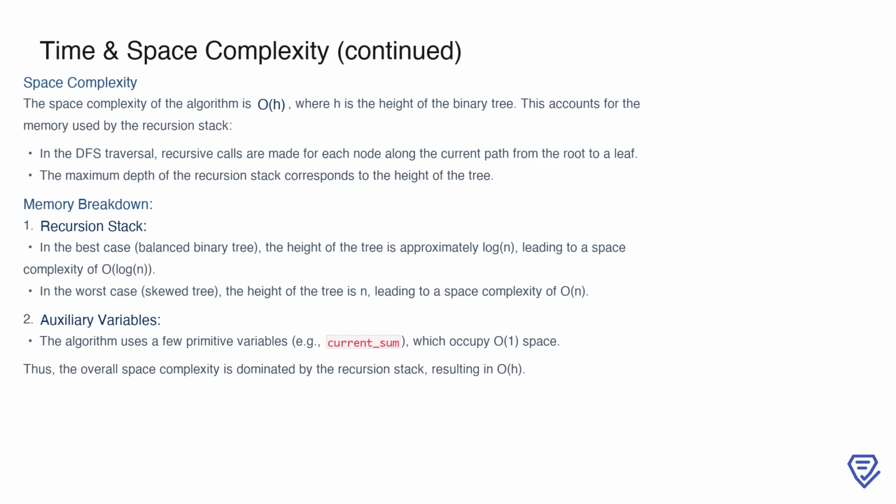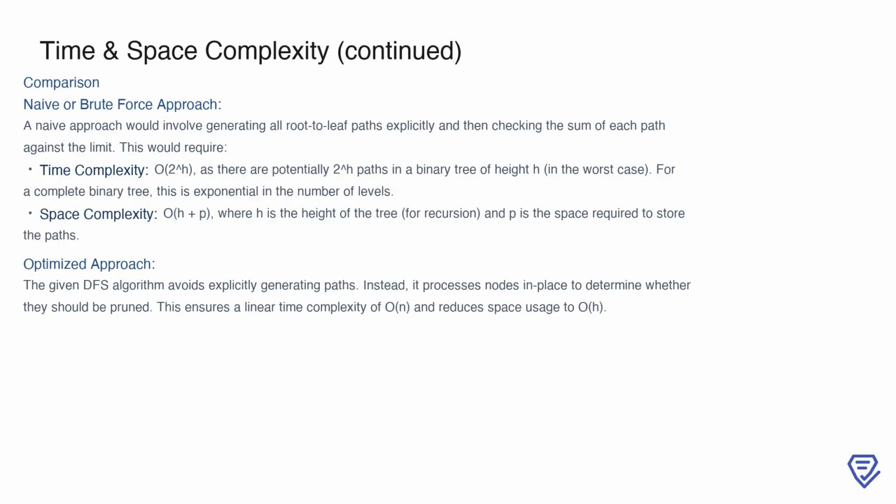To compare, a naive approach to solving this problem would involve explicitly generating all root-to-leaf paths and then checking the sum of each path against the given limit. This approach is highly inefficient because the number of potential paths in a binary tree grows exponentially with its height.